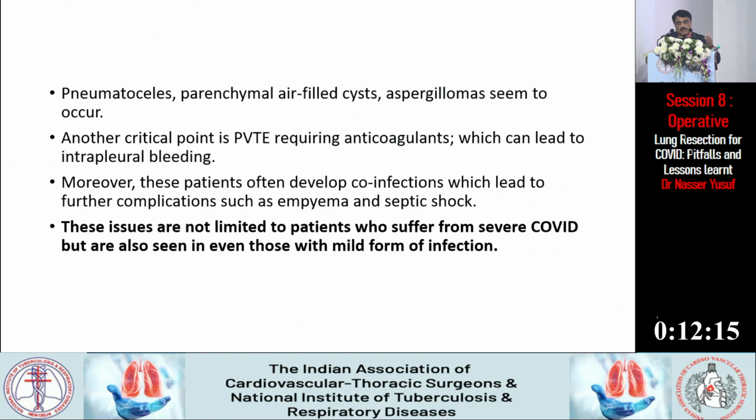What we normally see in these patients are, in addition to the classical scenario, pneumatoceles, which interest the surgeon, parenchymal air-filled cysts, aspergillomas. But another critical point is pulmonary vessel thromboembolism, requiring anticoagulants, which can lead to intrapleural bleeding. Moreover, these patients often develop co-infections which lead to further complications such as empyema and septic shock. All these conspire to cause adverse events.